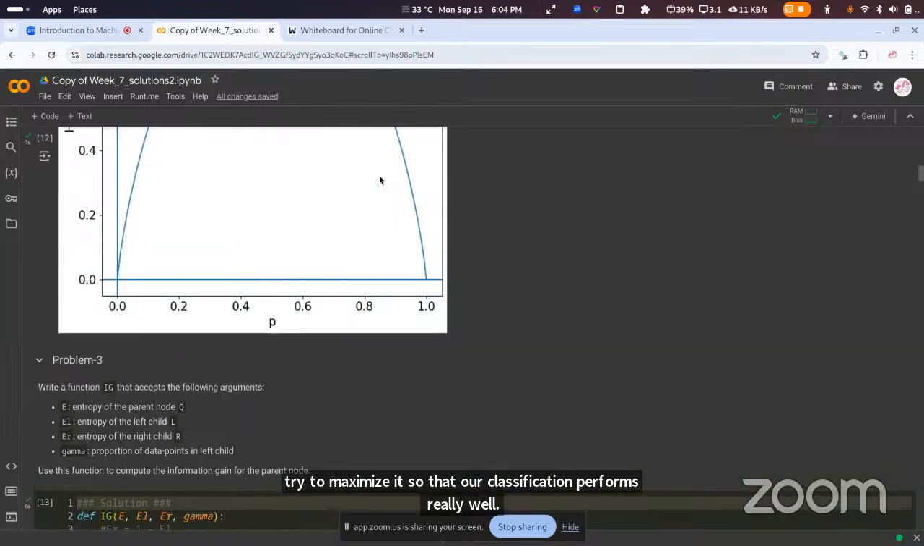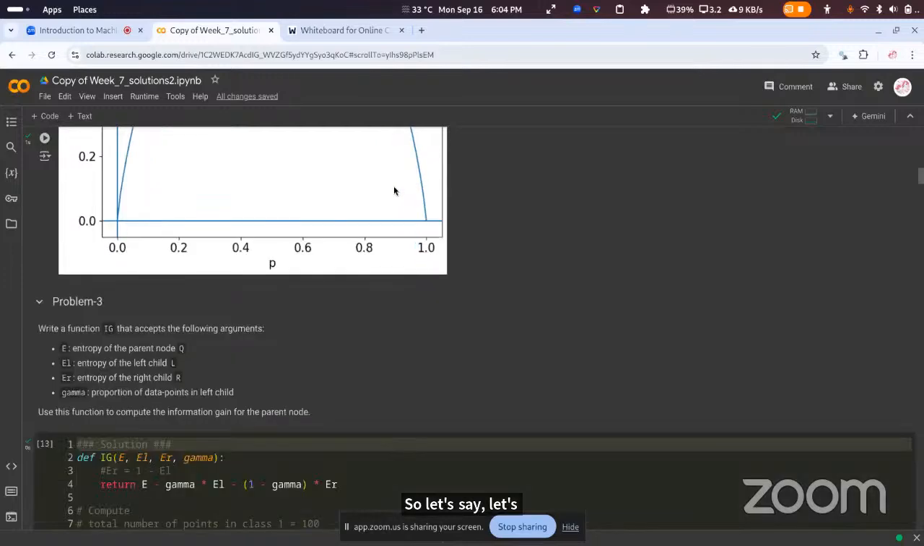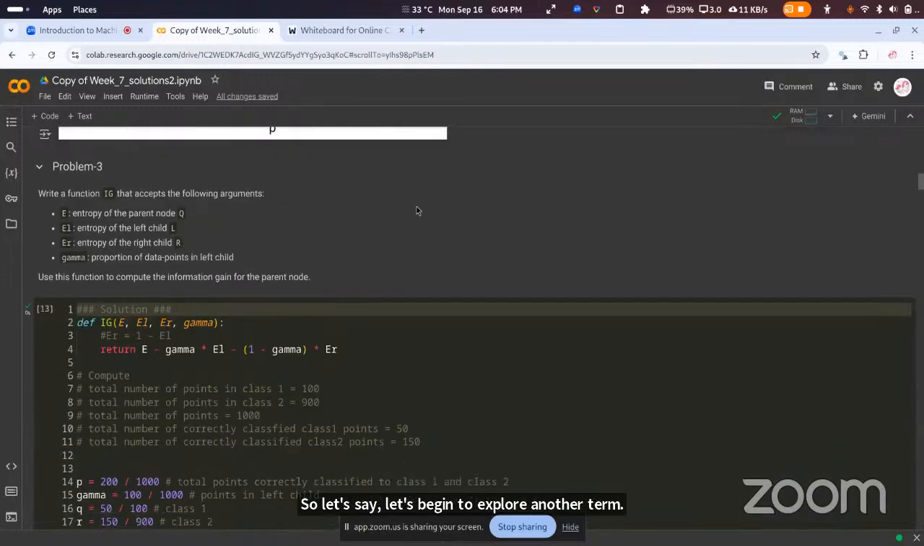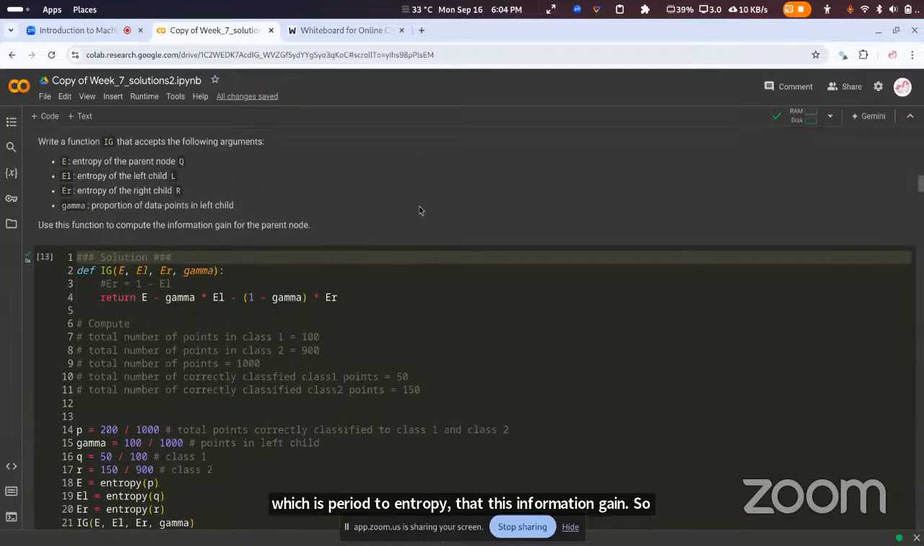So let's begin to explore another term, which is superior to entropy, that is information gain. So I'll explain this formula on the whiteboard. So information gain makes use of entropy to calculate the total information which you gain after looking at the classes and examples in a data set.